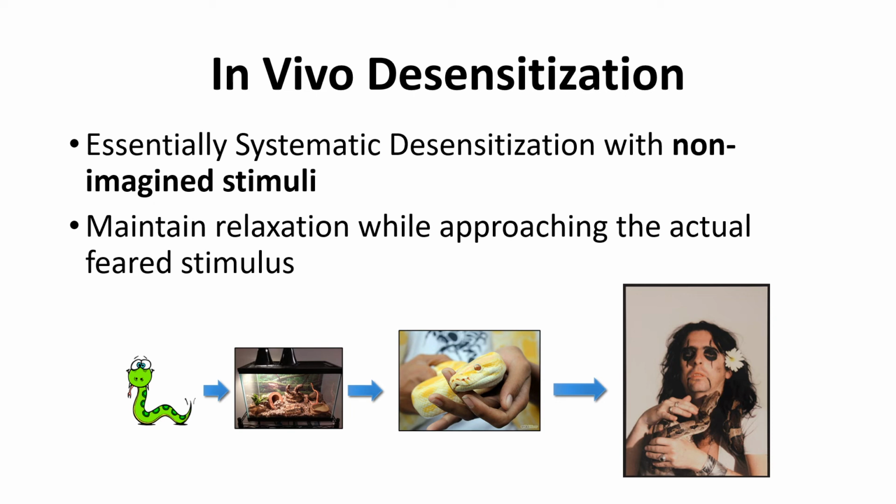So instead of imagining a dog, you would actually interact with a dog. And so you still do the process of maintaining relaxation while working your way up a hierarchy of more and more fear-inducing settings. So the example at the bottom here would be if somebody's afraid of snakes. Something that is low on their SUDS ranking would be a cartoon of a snake. It's not a real snake. So maybe you could look at a cartoon of a snake and relax.